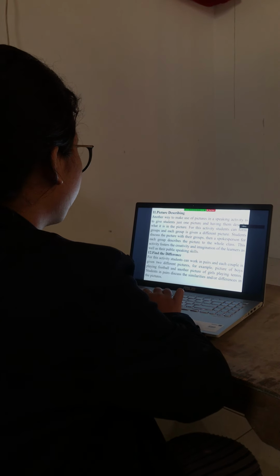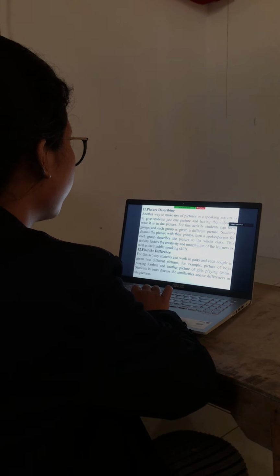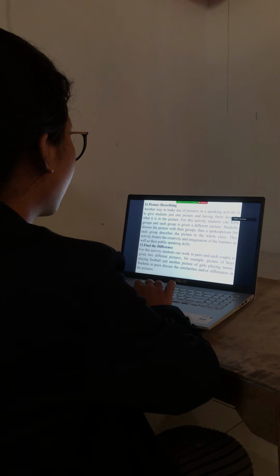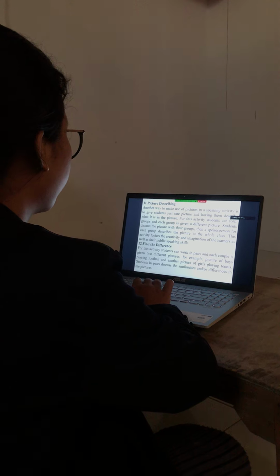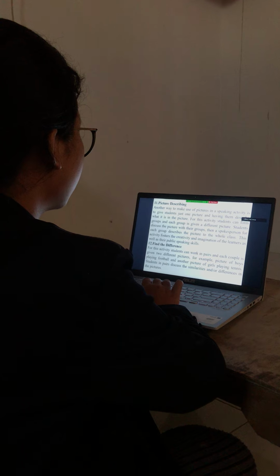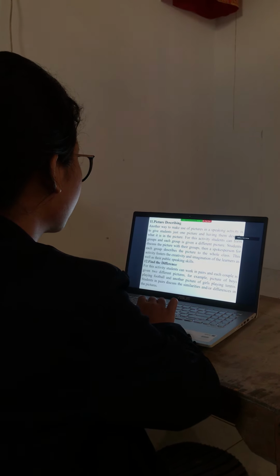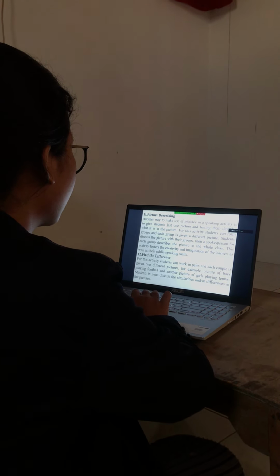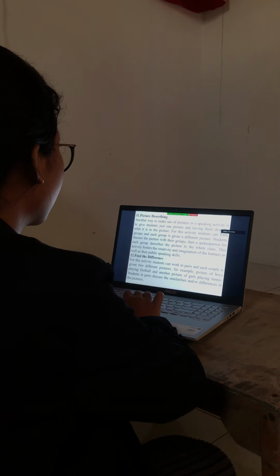Number 11 is picture describing. Another way to make use of pictures in a speaking activity is to give students just one picture and have them describe what is in the picture. For this activity, students can form groups and each group is given a different picture. Students discuss the picture with their group, then a spokesperson for each group describes the picture to the whole class. This activity fosters the creativity and imagination of the learners, as well as their public speaking skill.